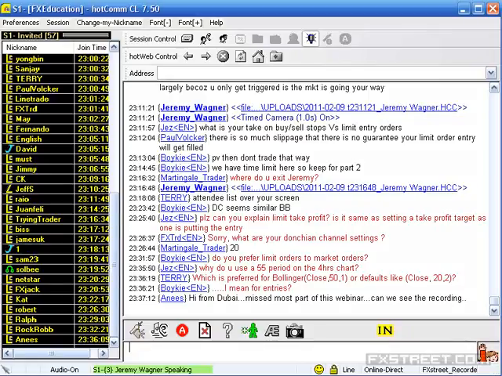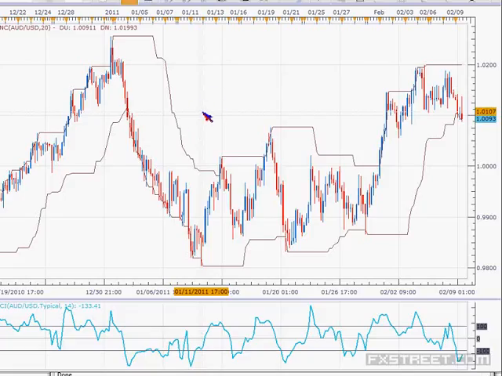Which is preferred for Bollinger, the 50 and 1 or the defaults like the 20 and 2? Now, I talked about that on the previous webinar, and as with any setting, Donchian channels, Bollinger Bands, stochastics, MACD, RSI, what is the preferred input value? The answer is it really doesn't matter, because whether you're using Bollinger Bands of 20 and 2 or 50 and 1, it tells you about the same thing.